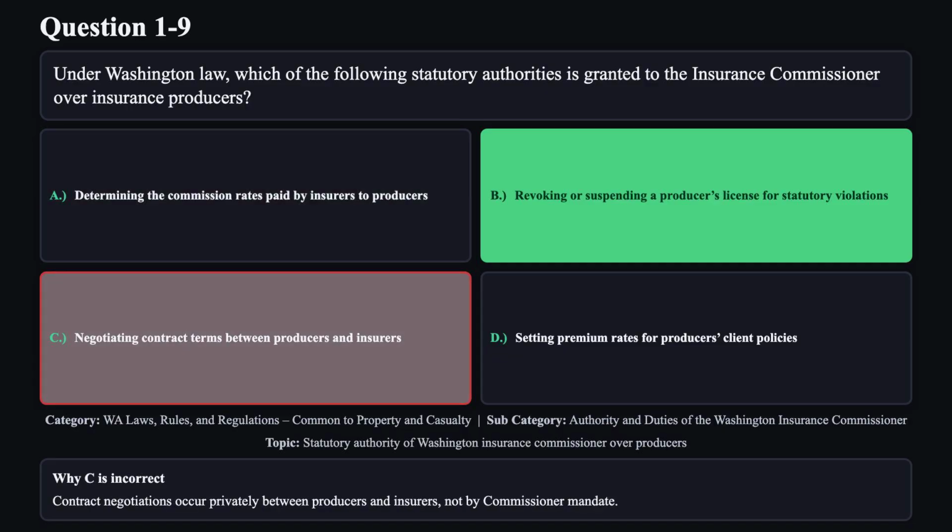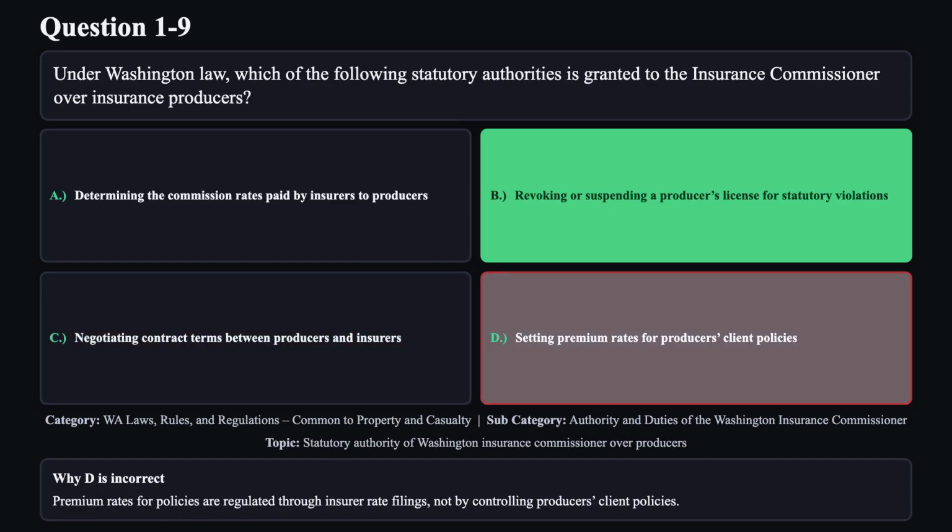Reason C is not correct. Contract negotiations occur privately between producers and insurers, not by commissioner mandate. Reason D is not correct. Premium rates for policies are regulated through insurer rate filings, not by controlling producers' client policies.